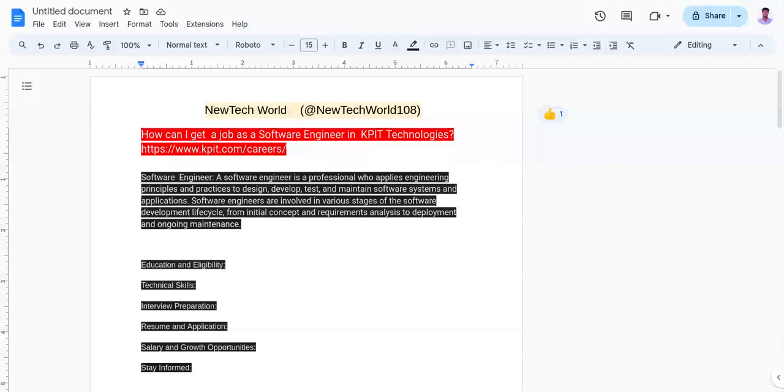Now, talking about the conclusion part, getting a software engineer job at KPIT Technologies Limited as a fresher requires a combination of strong technical skills, effective preparation, and a well-crafted application. By following the steps outlined in this video and staying persistent, you will increase your chances of landing your dream job at KPIT. Remember, success comes to those who are willing to put in the hard work and never give up. Good luck with your journey.